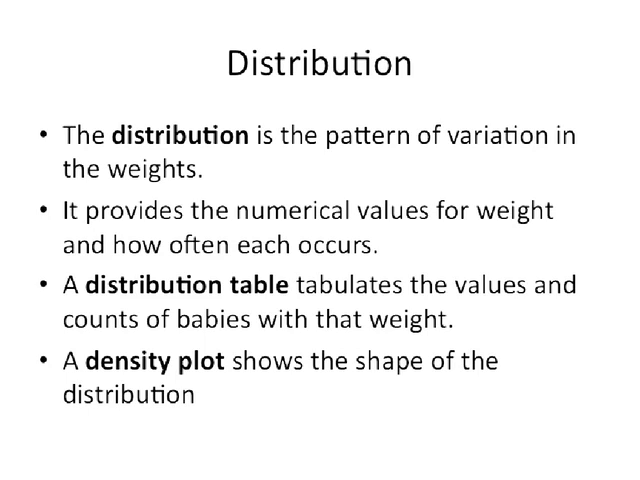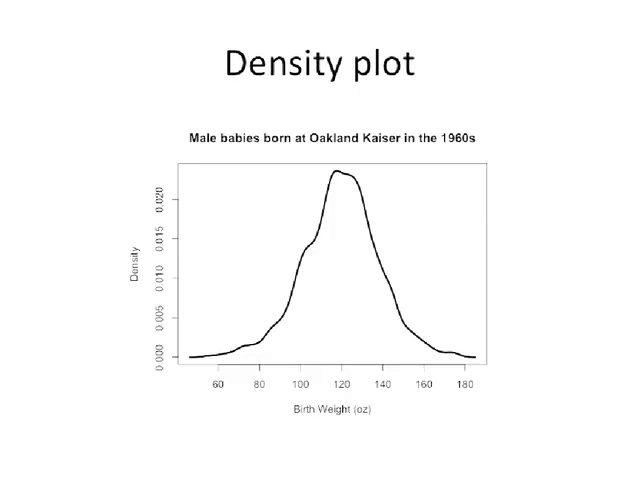A distribution table is a start at doing that. And a density plot is another way to do that. And a density plot gives even more information. Here's a density plot made in R. The male babies born at Oakland Kaiser in the 1960s.